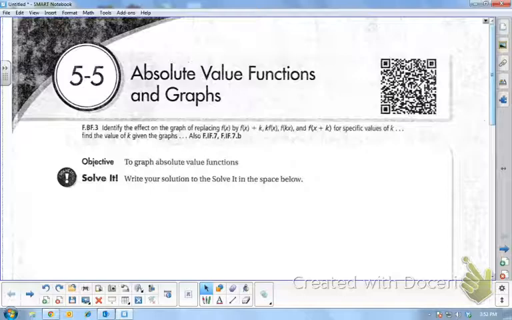If you could turn to page 335 in the book, we're going to be talking about absolute value functions today. So first we need to discuss, what do we mean by absolute value?